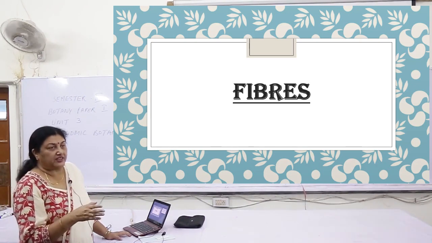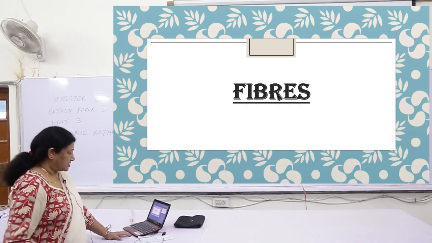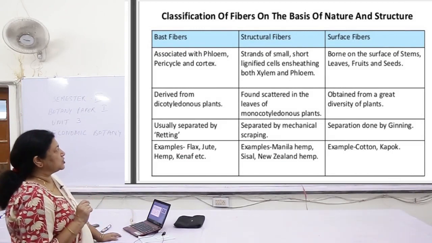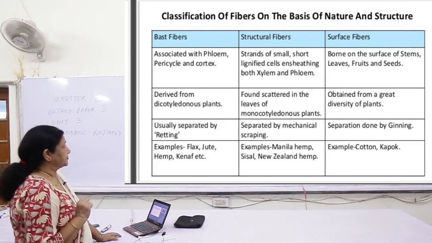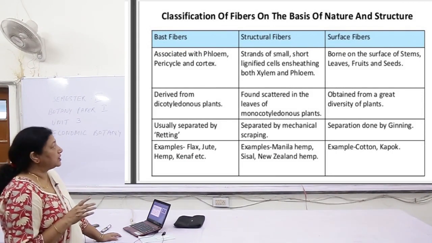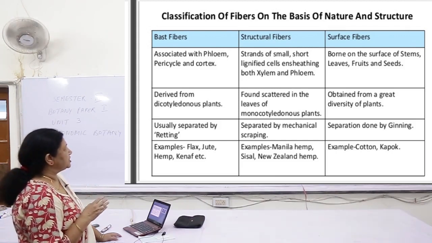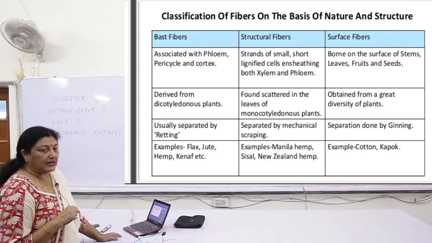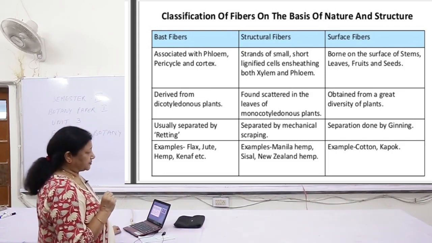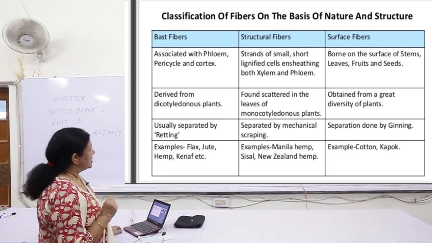Like how do we classify whether they are bast fibers, found in the phloem, or found in the sclerenchyma. On the basis of this, fibers are initially classified. Now, classification of fibers on the basis of their nature and structure. First is the bast fibers. Bast is always associated with phloem; phloem fibers are also called bast fibers. It is found in the pericycle and cortex. You all know where pericycle and cortex are present, in the stem and in the roots. It is derived from the dicotyledonous plants.